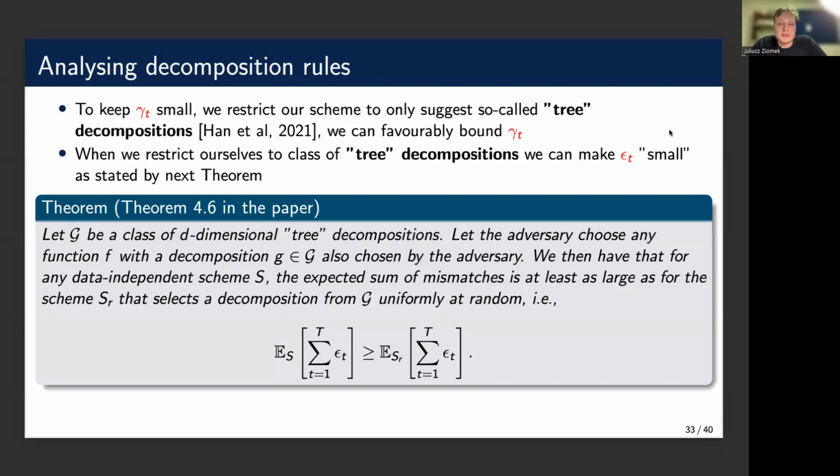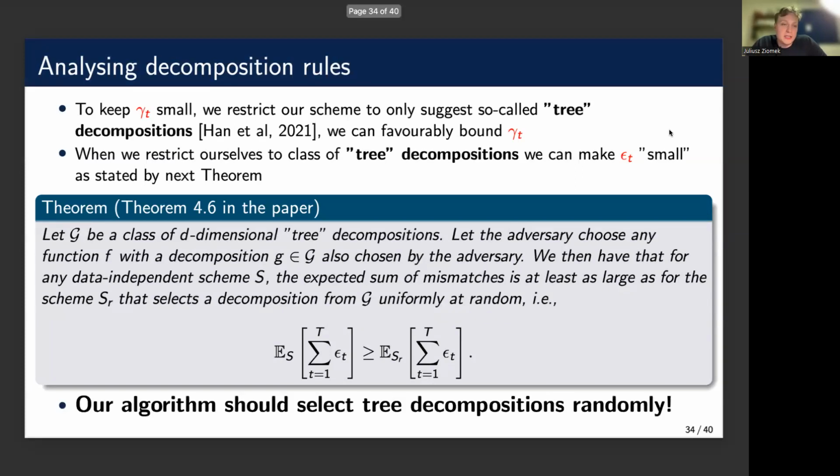So it means basically that this expectation over the sum of mismatches epsilon t for any scheme S is at least as large as for the scheme SR, which basically represents the uniformly randomized scheme. So a scheme which simply selects a decomposition from this class of all possible decompositions uniformly at random at each time step. So basically, the conclusion is that our algorithm should select decompositions randomly, and it's perhaps surprising, but that is nonetheless the conclusion of the theoretical section of the paper.